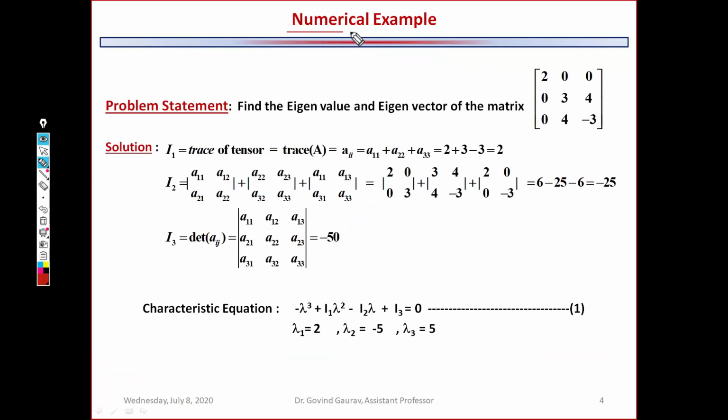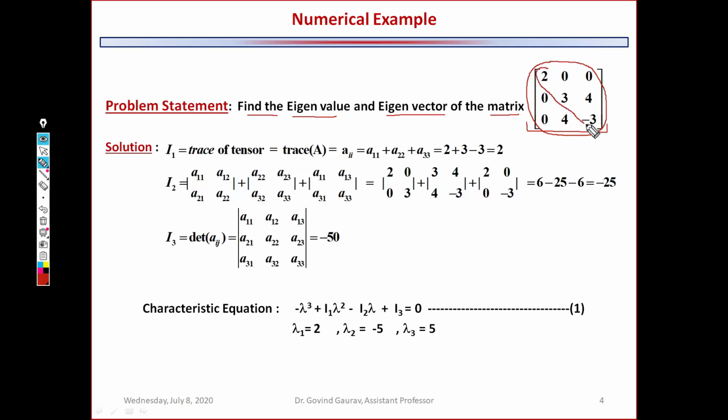Now we will do a numerical example on how we can calculate the eigenvalues and the eigenvectors. So the problem statement is: find the eigenvalues and the eigenvectors of the matrix which is given. It is a 3 by 3 matrix. This means that we will be working in three-dimensional space, and we have different values of the stresses.